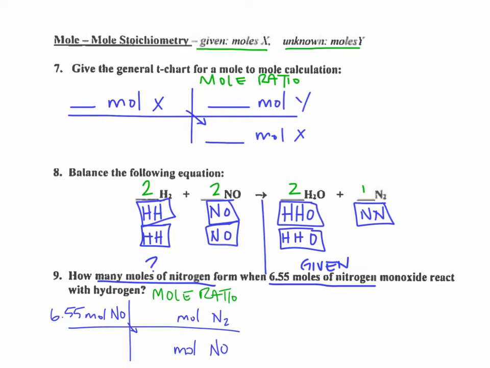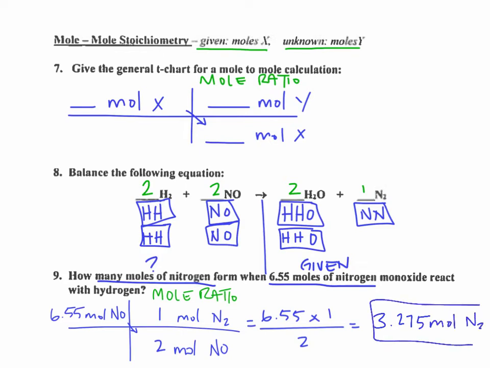Okay, so when I look up at my equation, I see that I've got, where's N2? 1 mole of N2 and 2 moles of NO. So the ratio is 1 to 2. So the math becomes 6.55 times 1 divided by 2, which gives me 3.275 moles of nitrogen gas.